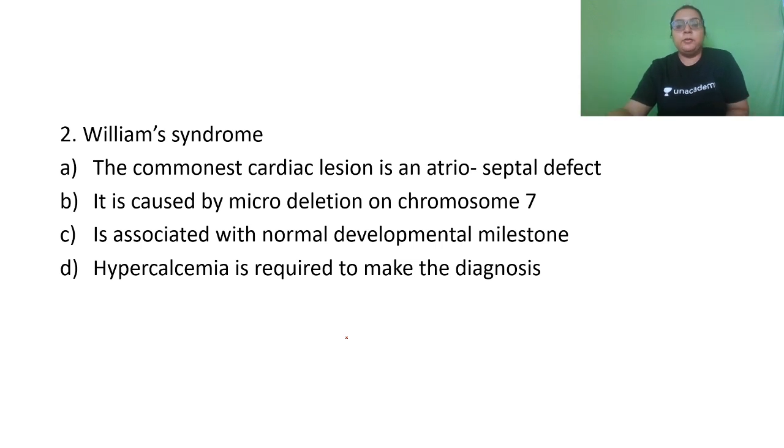Williams syndrome. The commonest cardiac lesion is an atrial septal defect. It is caused by microdeletion on chromosome 7. It is associated with normal developmental milestones, and hypercalcemia is required to make the diagnosis. Can you tell me what is the correct statement over here related to Williams syndrome? See, even if you're wrong, it's absolutely okay. At least I'll understand what I need to explain to you so that you understand the topic. So just try attempting this question.